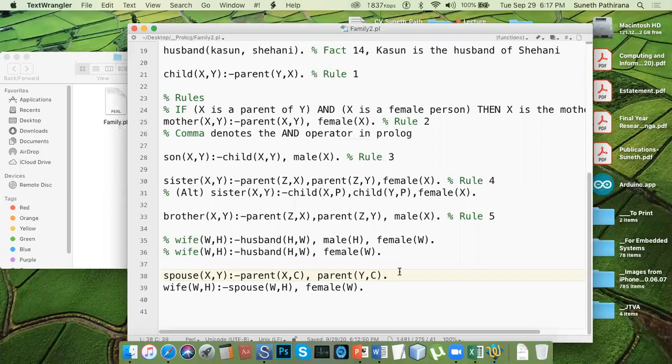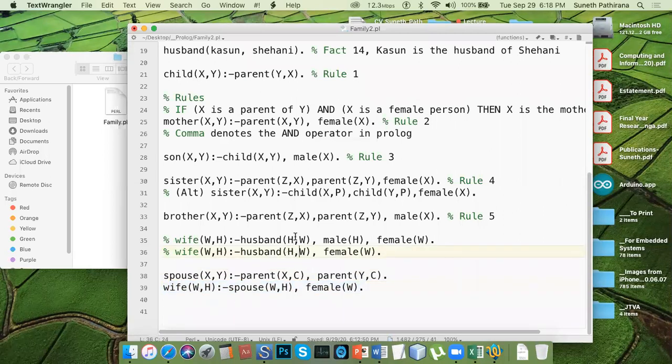For example, I myself and my wife, we still don't have children, so we are married. In that case, if you are checking this condition, childless couples will not be recognized according to this form of rule defining.